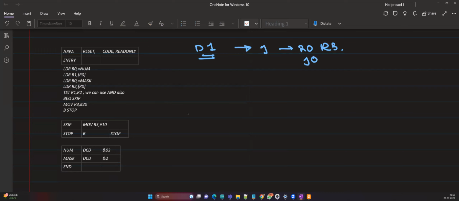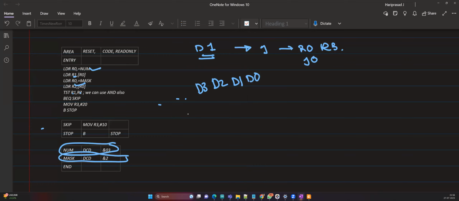Okay. So here first I am loading the number. This is basically DCD 03 I have loaded, right? So I'll load the number into R1. Then I will load the mask, that is 2, into R2. Okay, I'm comparing R1 and R2. Numbers will usually be D0, D1, D2, D3, and so on, correct? So I am basically comparing which bit? D1, correct? Whether D1 is high or not.